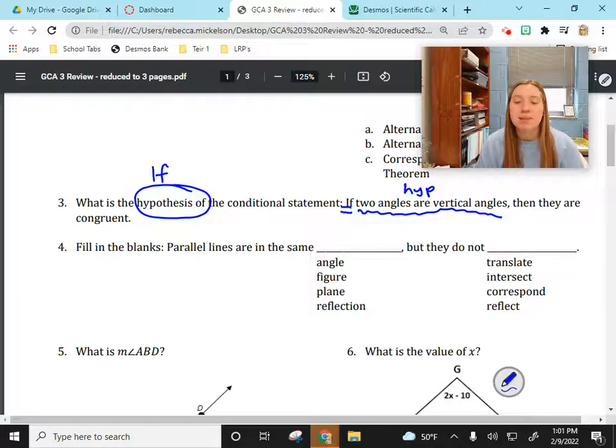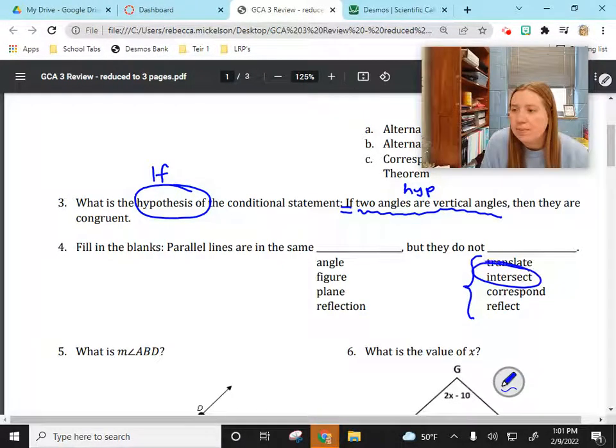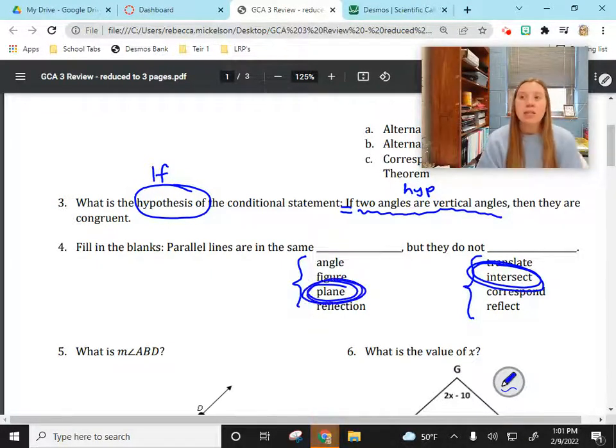Question number 3 says fill in the blanks. Parallel lines are in the same blank, but they do not blank. I like this part of the question a little bit better. What do we know about parallel lines? They never, ever, ever intersect each other. That's kind of our definition of parallel. This blank right here is just a little formality. Parallel lines have to exist in the same plane for them to even be able to exist or intersect each other, which they don't. But they have to exist in the same world. So they're on the same plane, but they do not intersect each other.